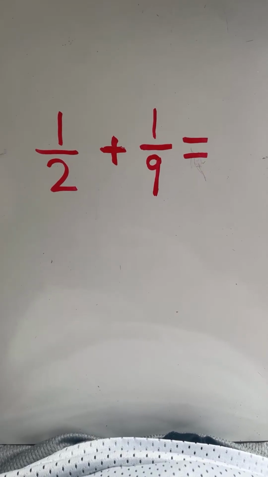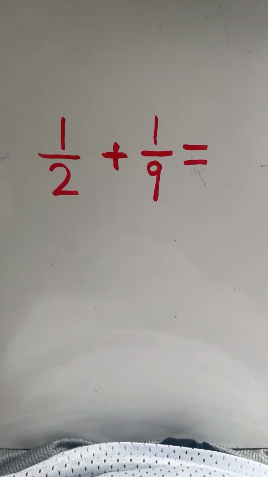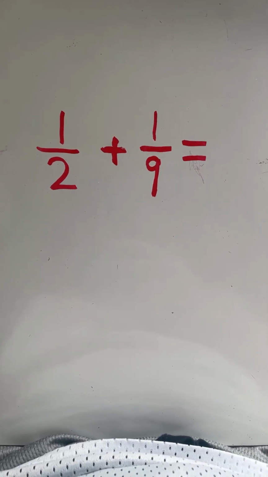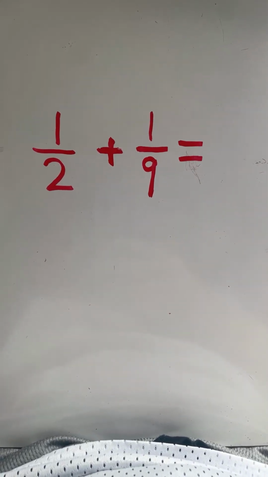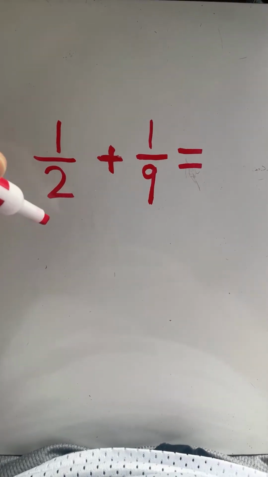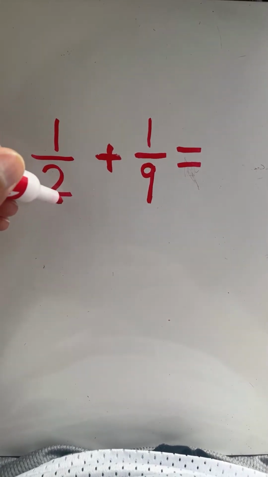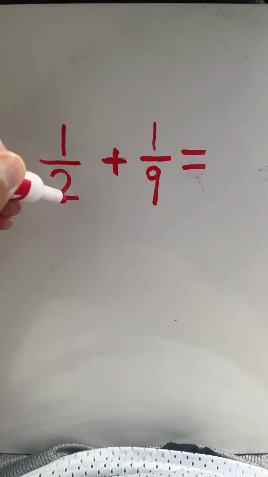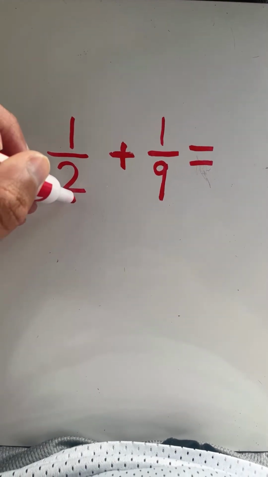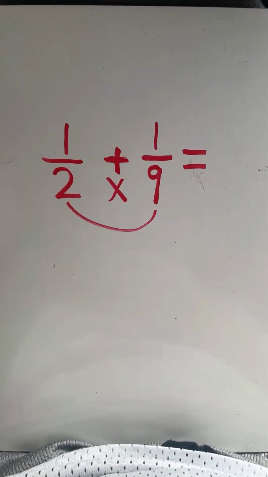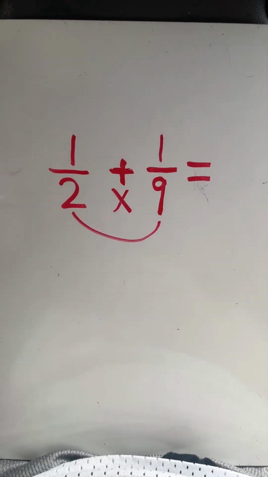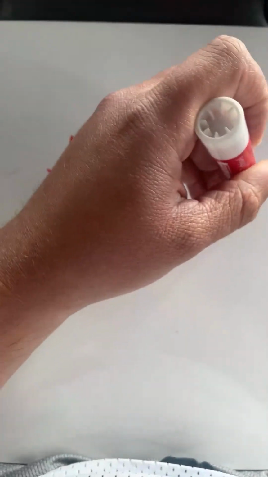Now, as I've said on previous videos, you cannot add fractions if they have different denominators. So the first step to solving this problem is to find a common denominator. And an efficient way to find a common denominator is to multiply the two separate denominators. So we're going to multiply 2 times 9. 2 times 9 equals 18. So 18 is our common denominator.